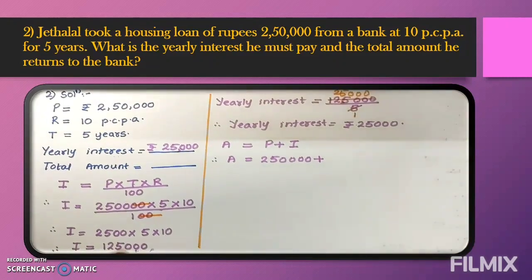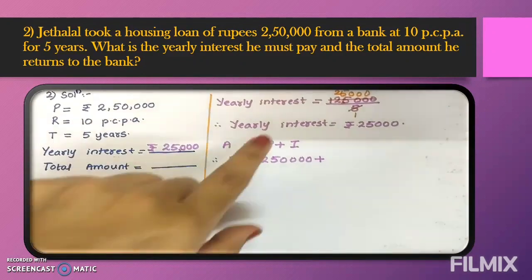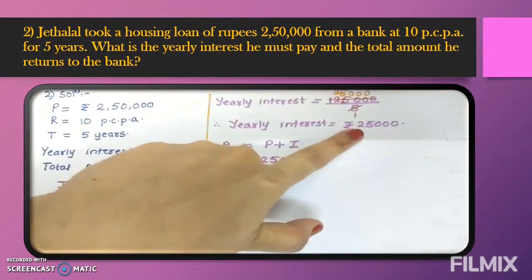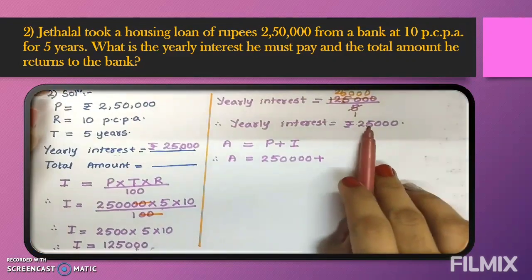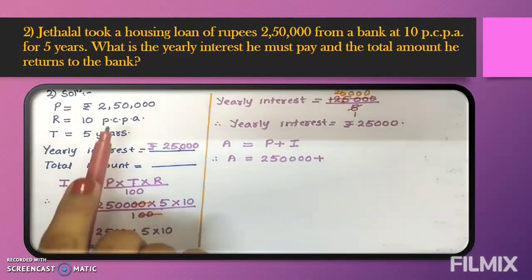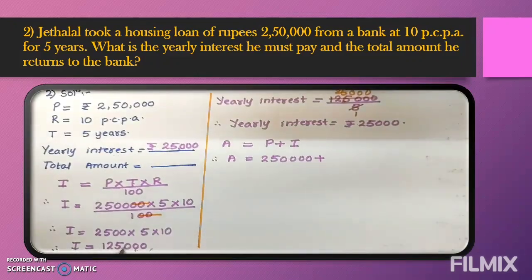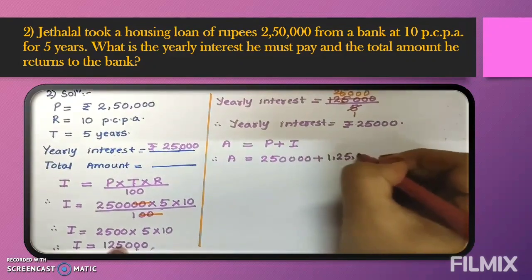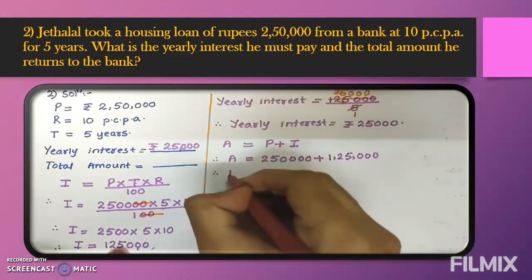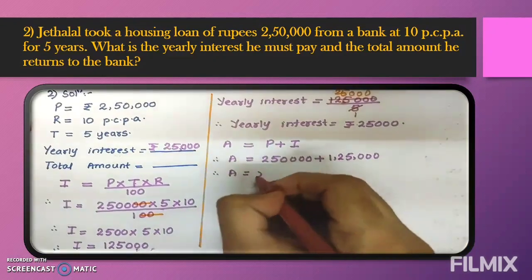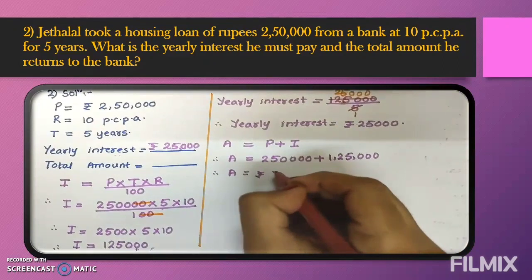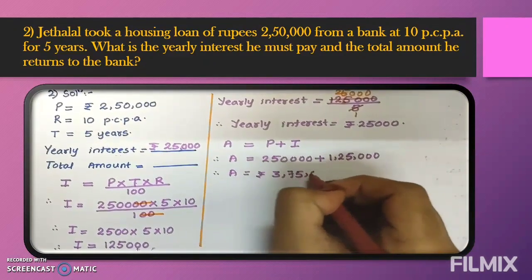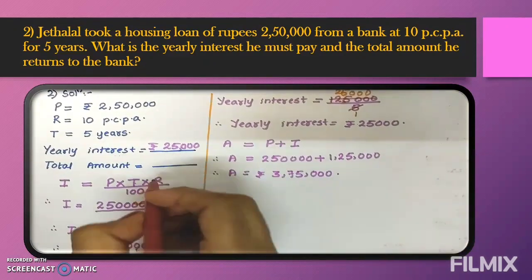As he took the loan for 5 years, we have to pay the interest for 5 years only. So you will not substitute this value of I, because this interest is only for 1 year. He took the loan for 5 years, so this value we will substitute, that is 1,25,000. So for I we will write 1,25,000. Now add both the numbers and see what answer you are getting. You will get 3,75,000.